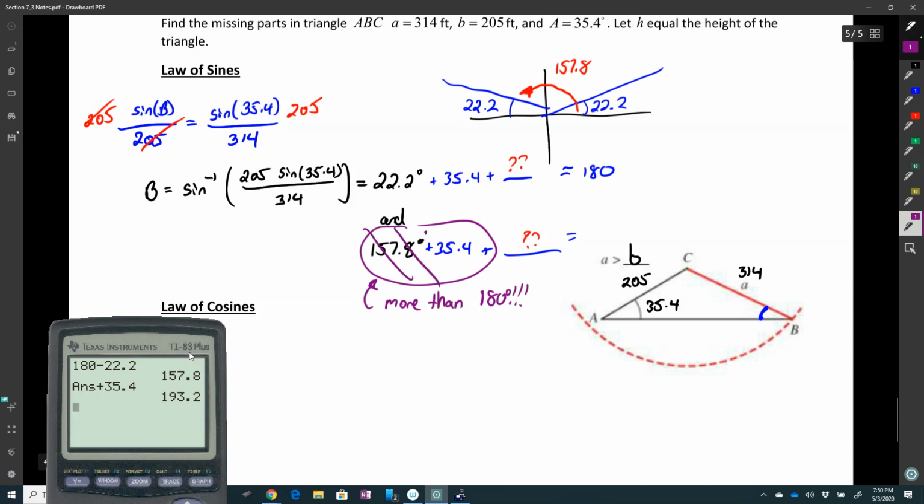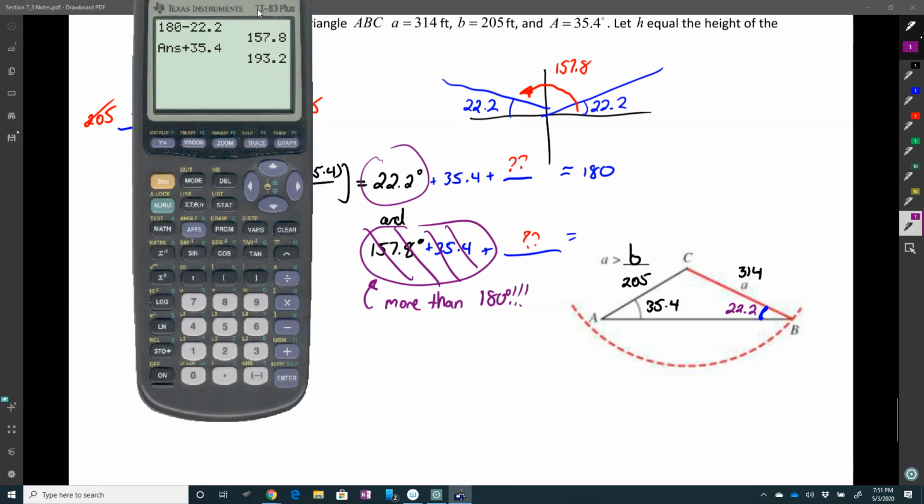And so we cross it out. Really I only have one solution, 22.2. So 180 minus 22.2 minus 35.4 is 122.4. That's this angle. Now all I'm missing is this side.